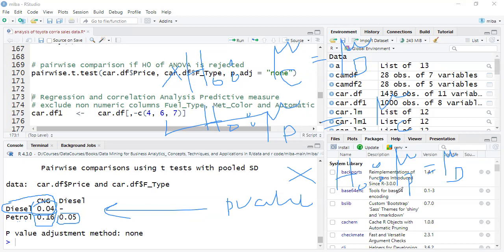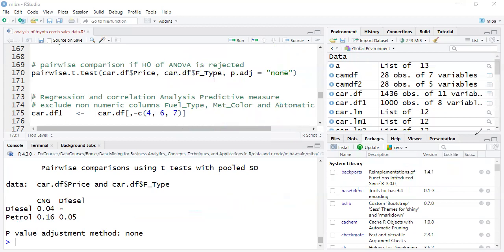It means the average price of petrol cars and the average price of CNG cars are more or less the same on average, but significantly different. The CNG car and the diesel car have significantly different prices, and petrol cars and diesel cars also have significantly different average prices.